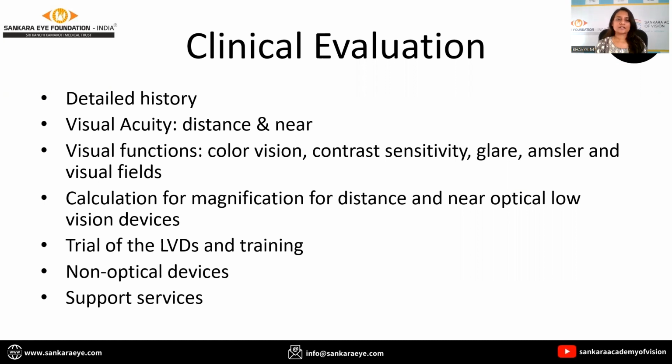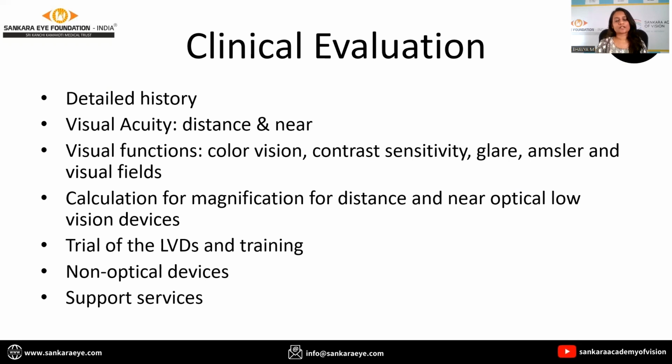Based on the patient's requirements, that is distance, near, and also the activities of daily living recorded in the detailed history, we plan the management strategies. For that, we need to calculate the magnification required for distance and near. We also look into what type of optical low vision devices can be suggested for these patients. The trial for the low vision devices will be done, for distance using telescopes.